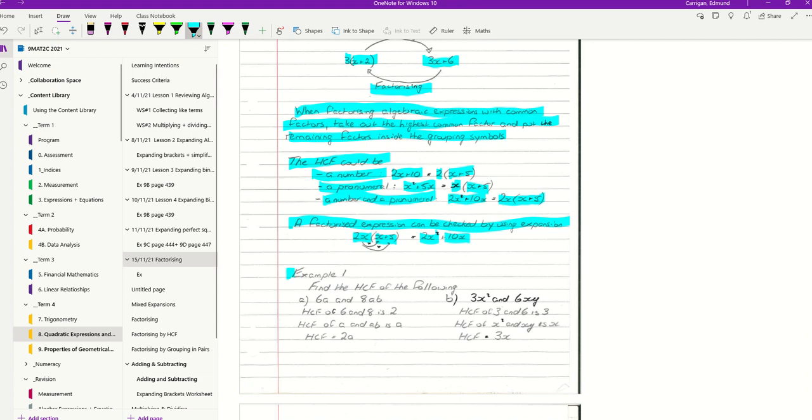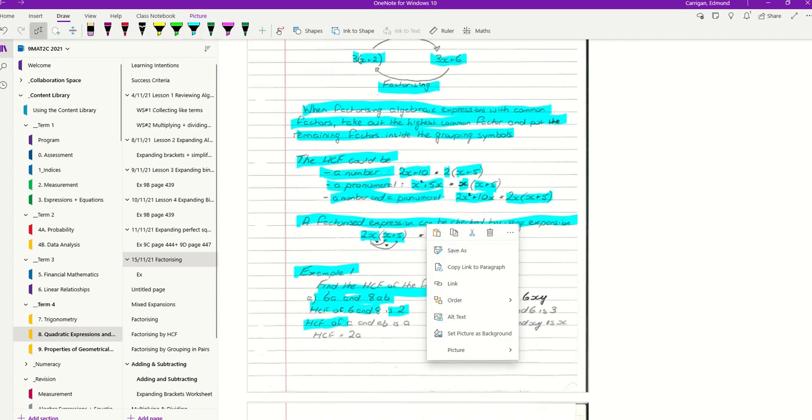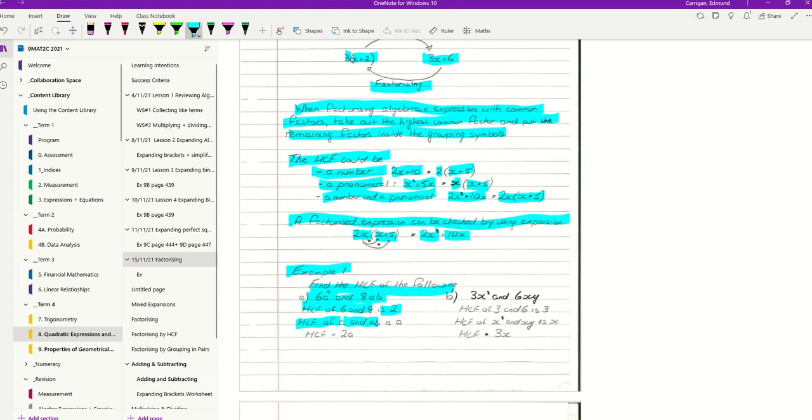Now in the first chunk, we're just going to revise finding highest common factors. So for example 1, find the highest common factor of 6a and 8ab. Let's have a look at the number first. We'll break it up into numbers and pronumerals. The highest common factor of 6 and 8 is 2. Write that down. Now let's get our pronumeral. The highest common factor of a and ab is a. So 2 is our highest common factor as far as the number goes, a is as far as the pronumeral goes. Put them together and the highest common factor is 2 times a, which is 2a.